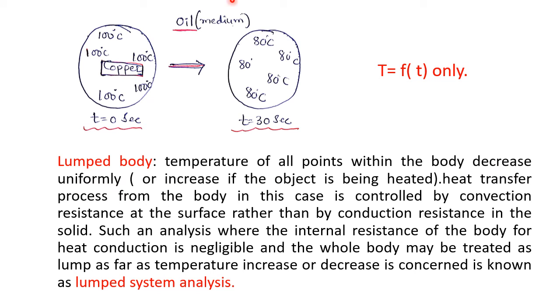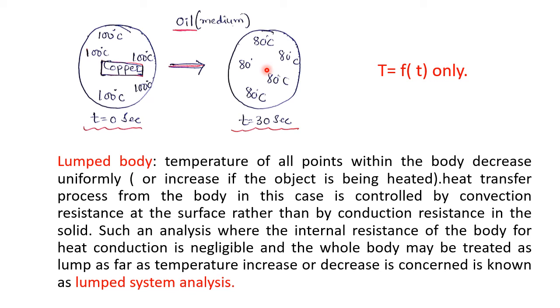Here it is quenched, that means the temperature of the body is decreasing, or the temperature of the body may increase if the object is being heated. Here the object is being cooled. After some 10 or 20 seconds more, if I measure the temperature of the body after 50 seconds, it may have reached 50 degrees centigrade. But the temperature at all the points within the body should be uniform, irrespective of its x, y and z directions.